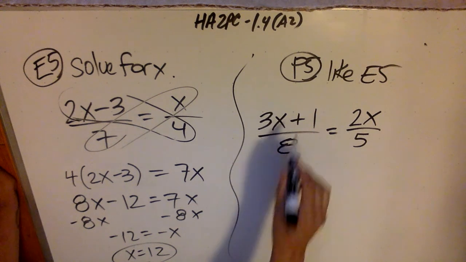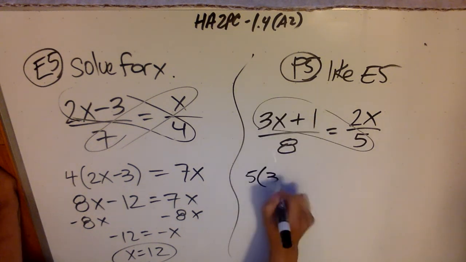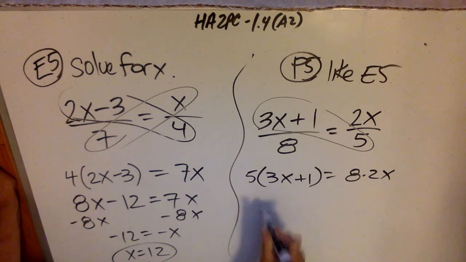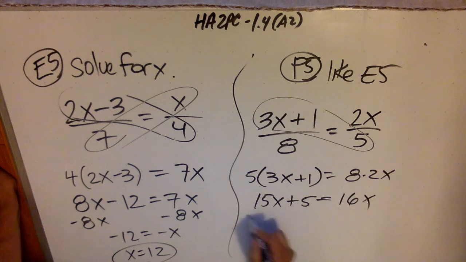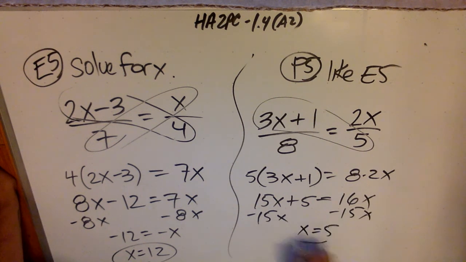All right, so again, this is a proportion, so I can cross multiply. This is a 5 times the quantity 3x plus 1 equals an 8 times the 2x, right? So that's a 15x plus 5 equals a 16x. When I subtract the 15x over to move my x's to the same side, I get x is 5. And again, if you want to check it, great. If you don't want to check it, also great. If I plugged in x as 5, I'd get 15 plus 1, so that's 16 over 8, which is definitely a 2. And over here, I get 10 over 5, which is also definitely a 2, so I'm definitely right.